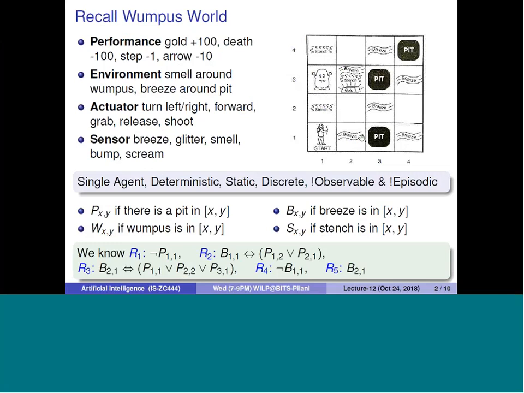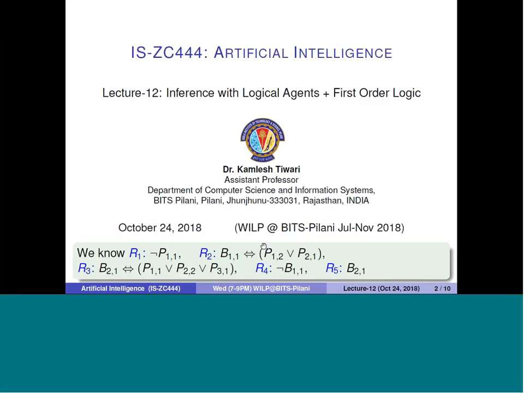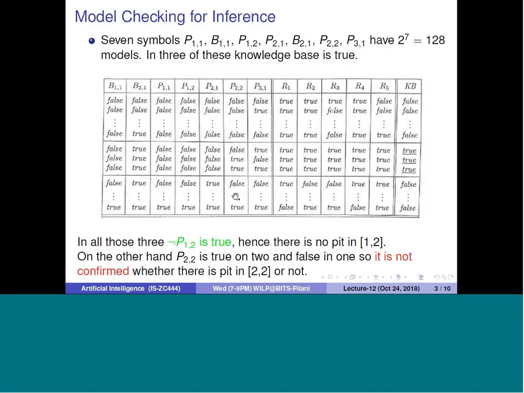So you have seen that given the information, you can extract new information. All right. Given this information, this was one way to extract that there is no pit in 1 2. Therefore, you can go into that particular cell. All right.